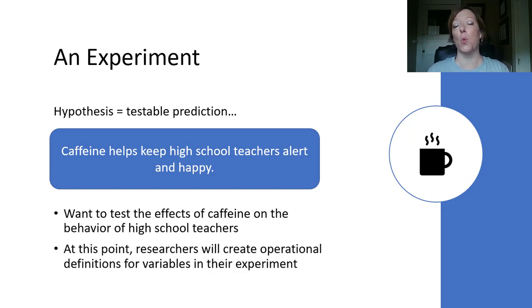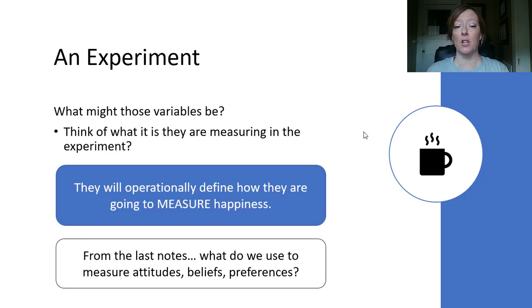At this point, researchers want to create operational definitions for the variables in their experiment. What does giving teachers caffeine actually look like in real life? And how are we going to measure alert and happy, those variables in our hypothesis? From our last set of notes from the last video, what do we use to measure attitudes, beliefs, preferences, feelings? Hopefully you have come up with, we will use a survey, and that's going to measure the teachers' state of happiness, how alert they are, all of those things that we can't see directly, we can't measure directly.